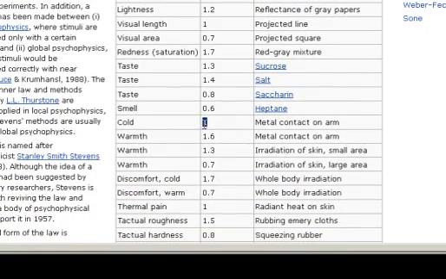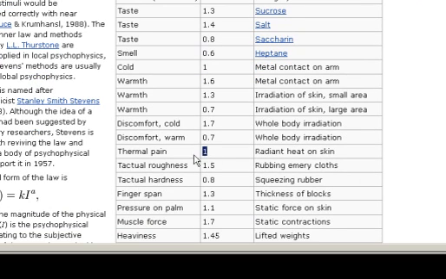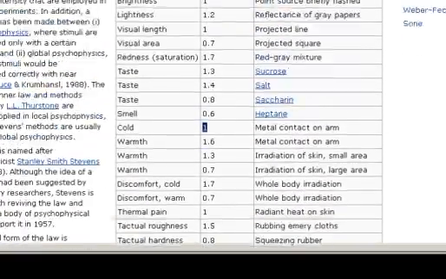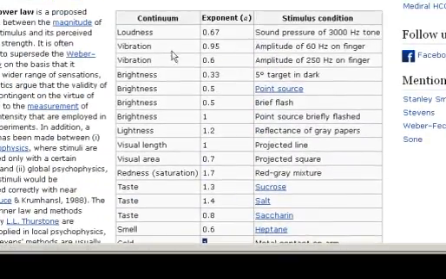For cold, that's 1. It's interesting to find the ones that are 1, because an exponent of 1 means that your magnitude estimation is correct. It means that if it's double the intensity, you're likely to perceive that it's double the intensity. I think for line length, is line length on here? Line length, visual length of a projected line. The magnitude was also 1, so that was similar to our Weber fraction in the last video.